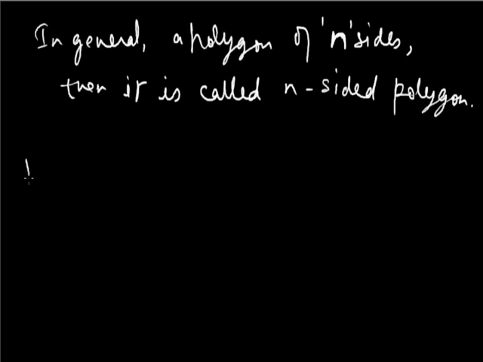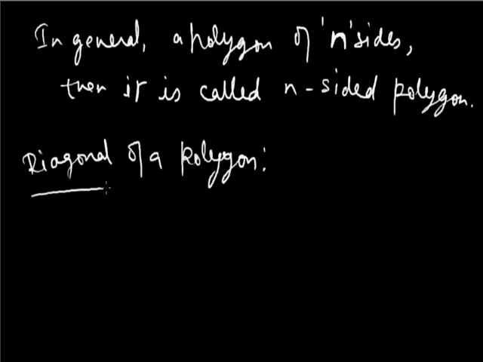Now comes the definition of the diagonal of a polygon. A line segment joining any 2 non-consecutive vertices of a polygon is called its diagonal. First of all, we must know what the vertices of a polygon are. Vertices are the intersection points of the line segments or the sides of the polygon.